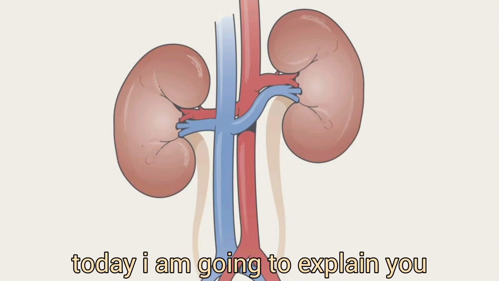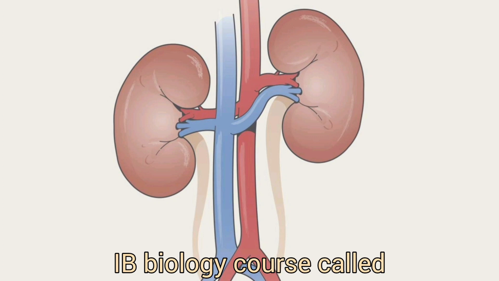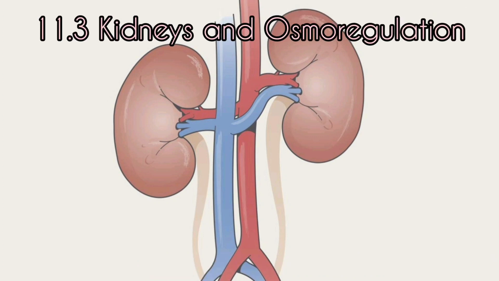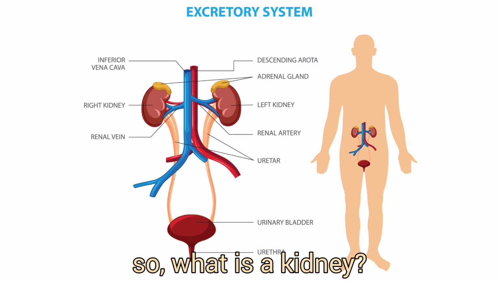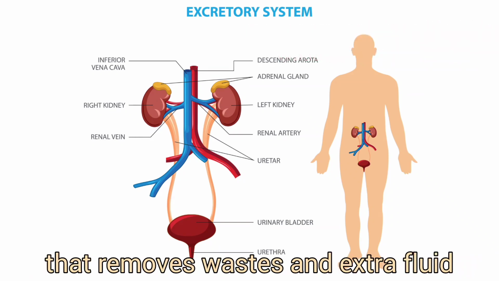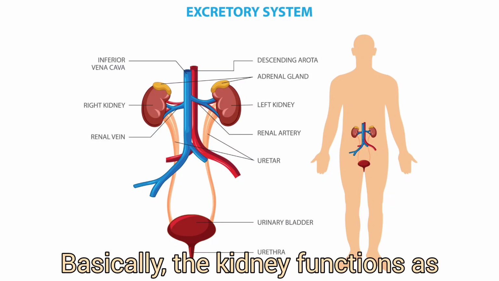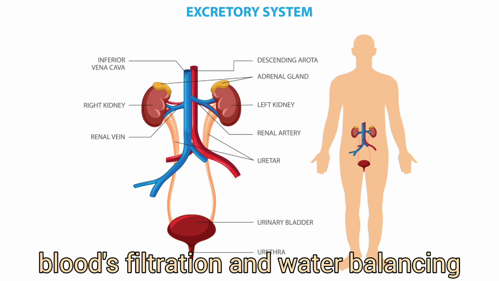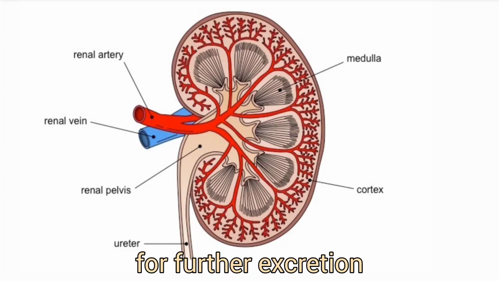Hello everyone! Today I'm going to explain an additional HL topic from my IB biology course called the kidney and osmoregulation. Let's start. So, what is the kidney? The kidney is an excretory organ of our body that removes wastes and extra fluid from the body. Basically, the kidney functions as a blood filtration and water balancing system. It removes metabolic waste for further excretion.